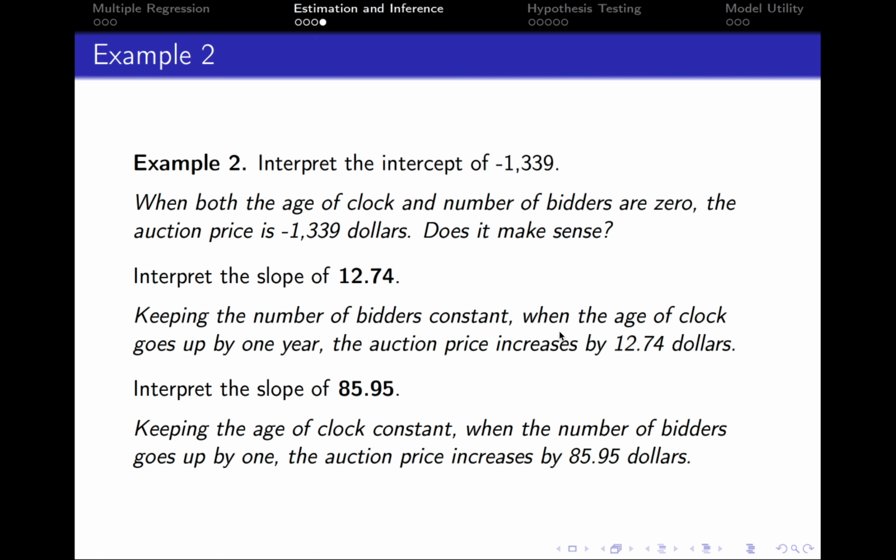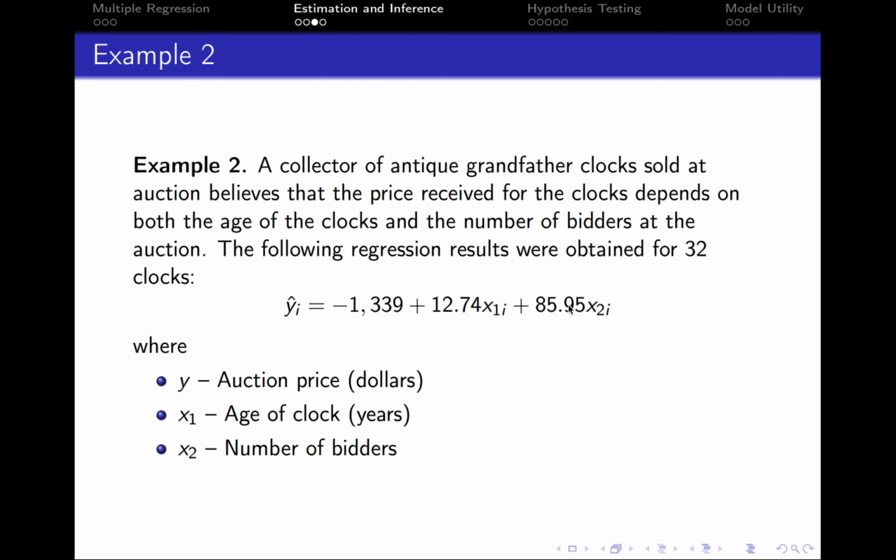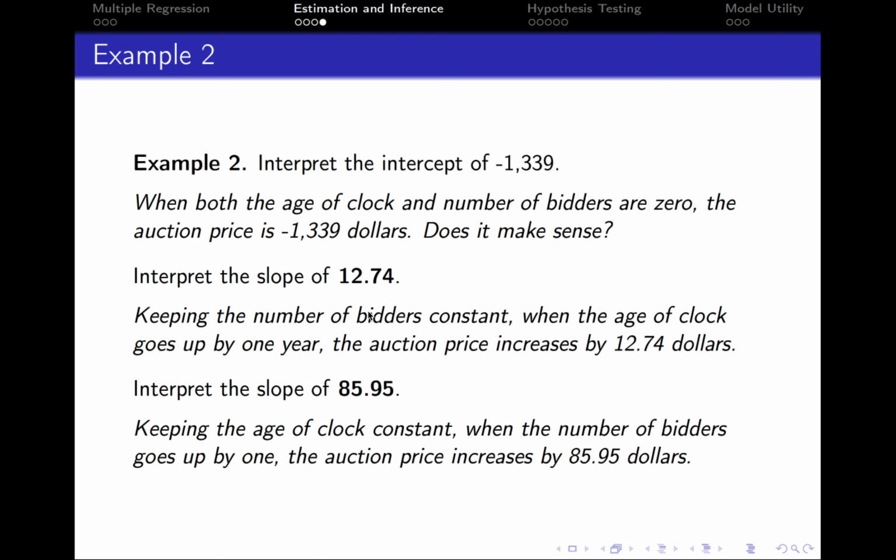So the interpretation of the intercept would be the following. When both the age of the clock and number of bidders, so when both x1 and x2 are 0, y, the auction price, is equal to negative $1,339. And the question is, does it make sense? I personally think it doesn't, because I don't think a price can be negative.